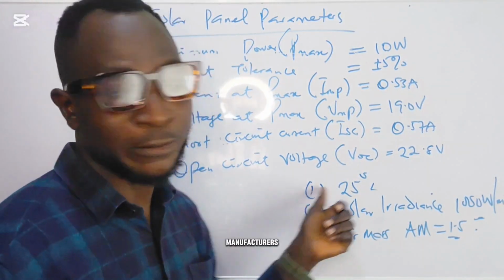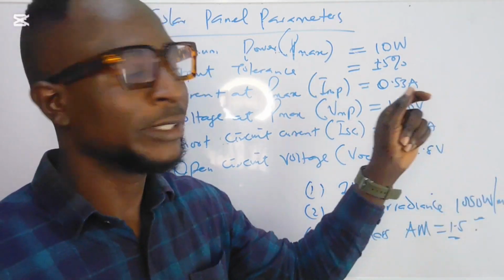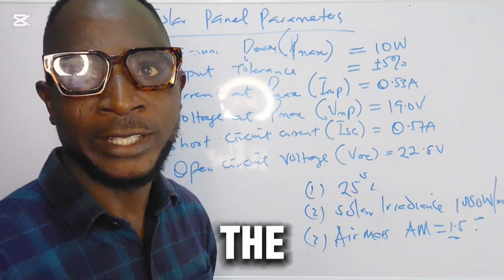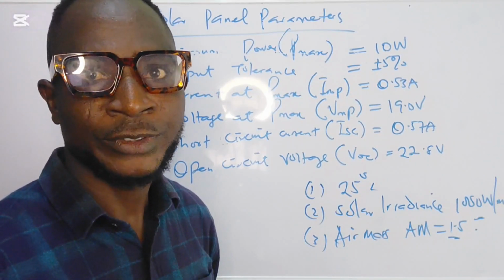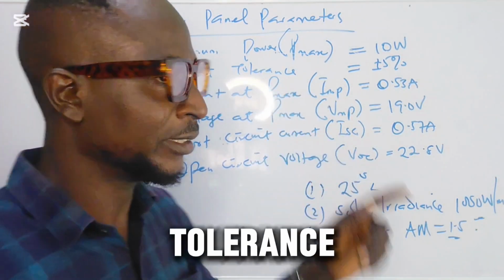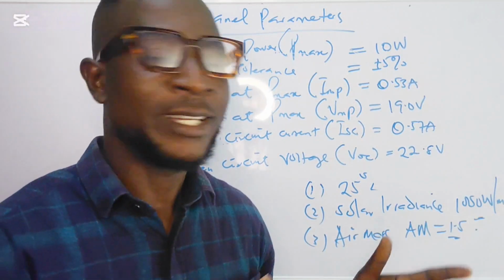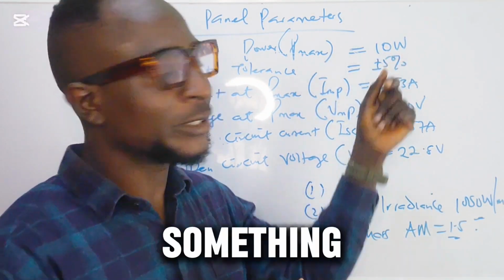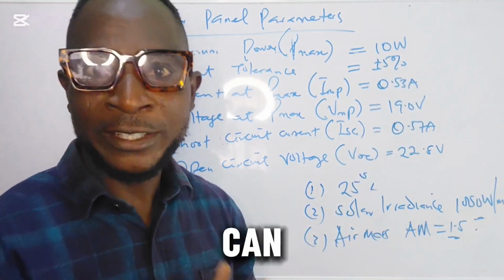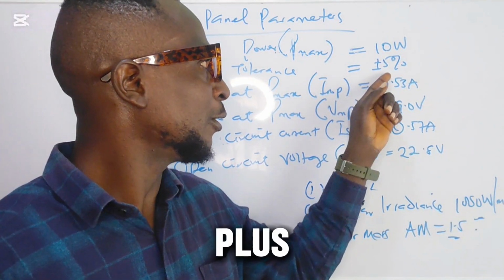This is what solar manufacturers use all over the world to determine the output power, or the maximum output power, of their solar panels. Then we move to the second one, which is the output tolerance. There is always a tolerance limit. At times, you can get something a little above 10 watts, and you can even get less than 10 watts. So this is the tolerance, plus or minus 5%.